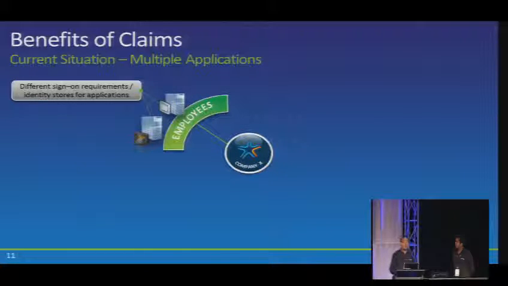So if you are using claims, the application can simply get the identity data from the trusted identity provider and use it that way, rather than keeping the data in identity stores of its own.